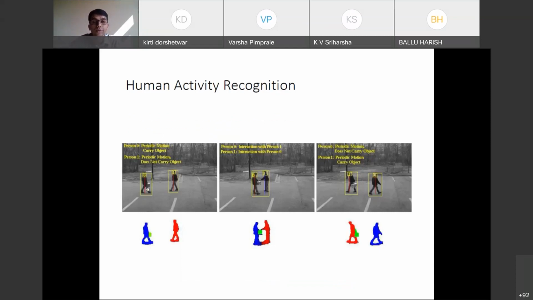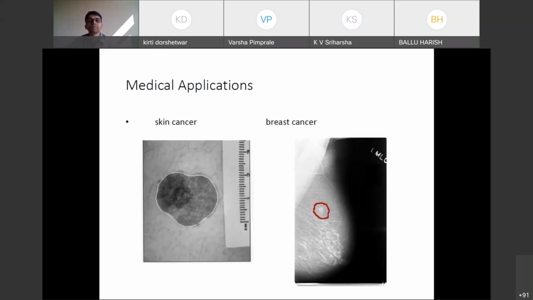If you observe, an object is there in the hand of person zero, and person one comes, takes that object and moves. So whether the computer vision or machine learning algorithm is able to identify that. If you see at the bottom, the blue colored person, the red colored person, and the green colored object, and there is a transfer of that object. If the algorithm is able to segment the image into multiple objects, this is very easily achievable.